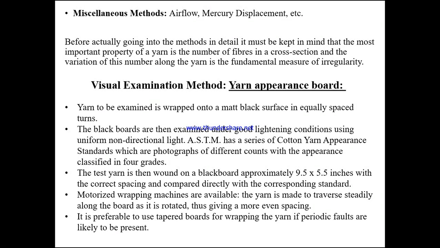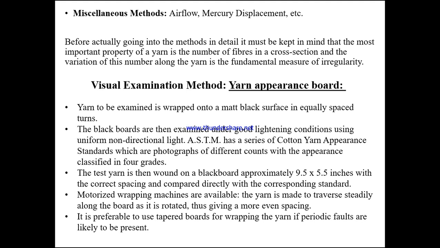Before actually going to the methods in detail, it must be kept in mind that the most important property of a yarn is the number of fibers in the cross section, and variation of this number along the length is a fundamental measure of irregularity. This is the basic concept of irregularity. If the number of fibers in the yarn cross section is constant throughout the length of the yarn, then there will be evenness of the yarn. But as soon as the number of fibers across the yarn cross section changes, there will be unevenness.